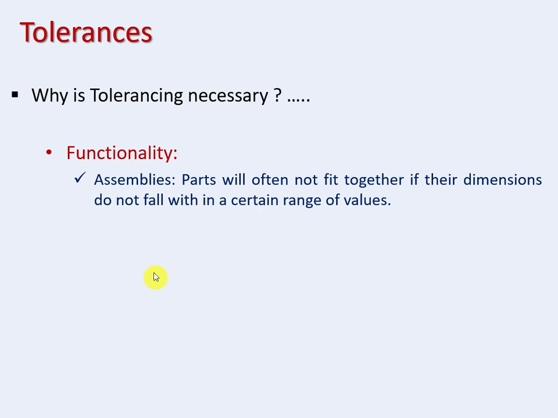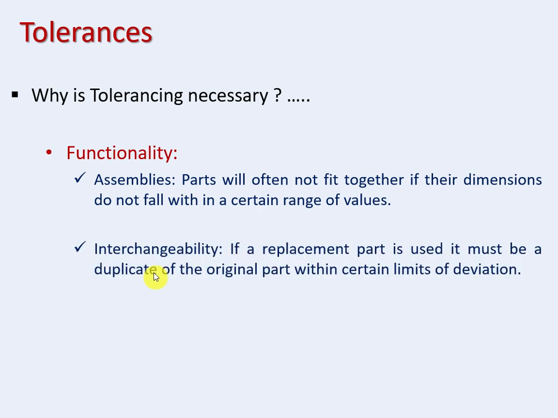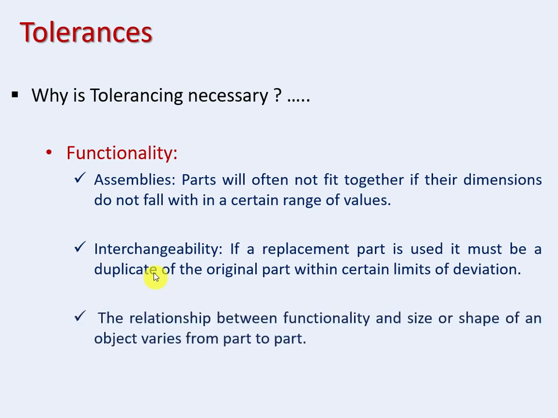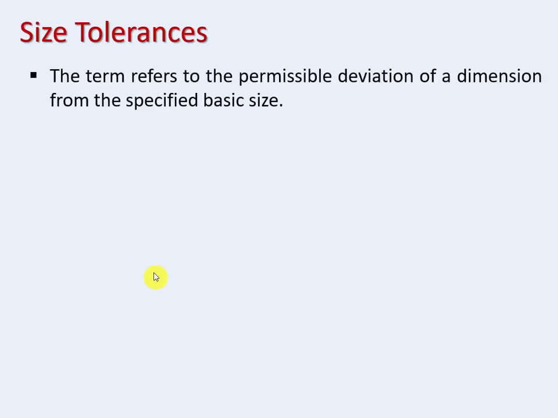Functionality, when you assemble the parts. Interchangeability, guys, when you want to replace one of the parts, the replacement should have the same dimensions, should fit inside the assembly with the same functionality, same properties, so it will be within the tolerance limit. The relationship between functionality and size or shape of an object varies from part to part. Now let's talk about size tolerances.